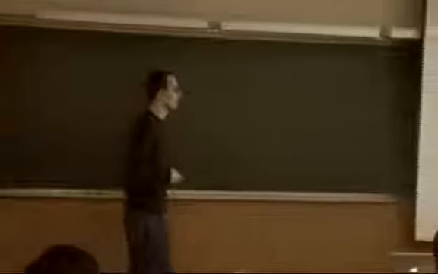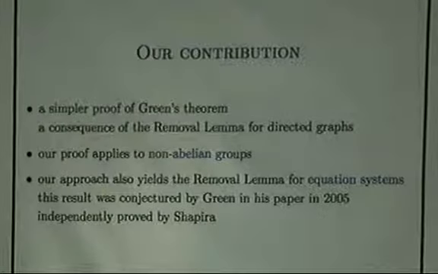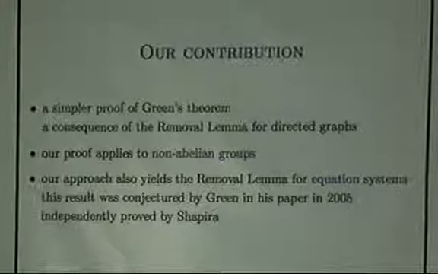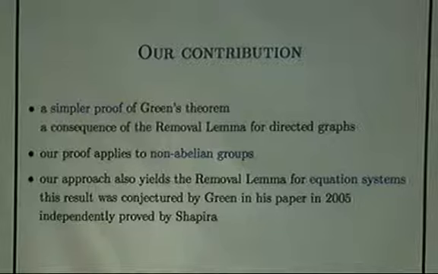So what is our contribution? We were able to find a simpler proof of this theorem, and actually what we were able to do is to remove the condition on the group to be abelian. So Green in his result needed the group to be abelian, and our proof also works for non-abelian groups. And we were also able, using our approach, to prove the removal lemma for systems of equations in the form that was conjectured by Green in his paper.